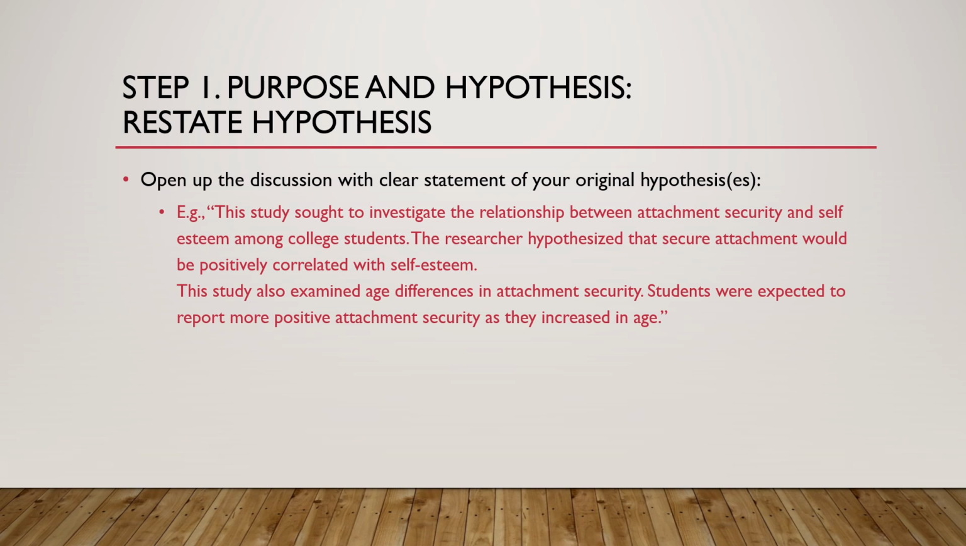You could also say this study also examined age differences in attachment security. Students were expected to report more positive attachment security as they increased in age. Again, very clear what the variables were and very clear what the researcher thought was going to be the relationship between the variables that are described. You want to open with that. It should be clear from the start of the discussion what the variables were and what you thought was going to happen.